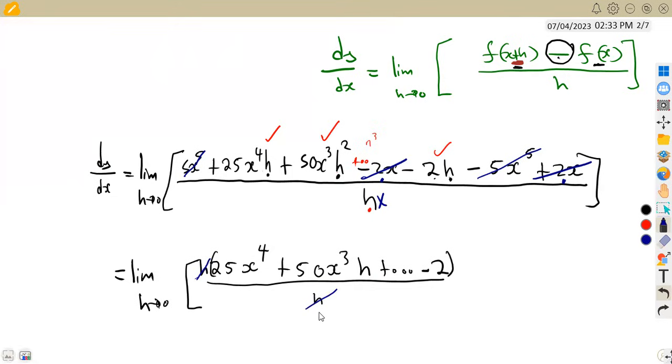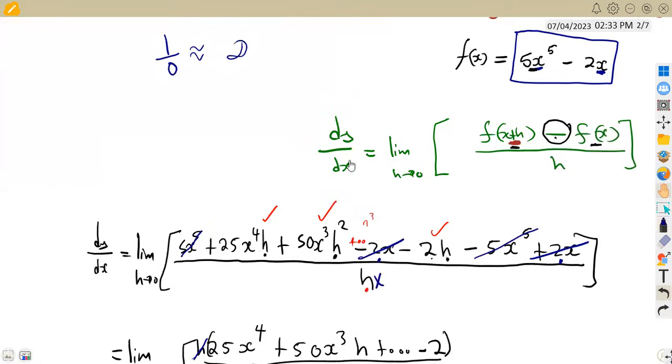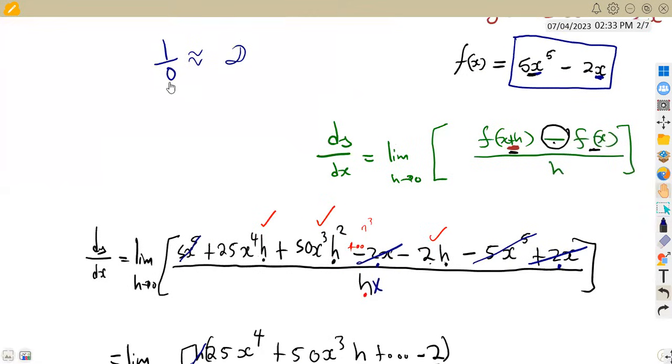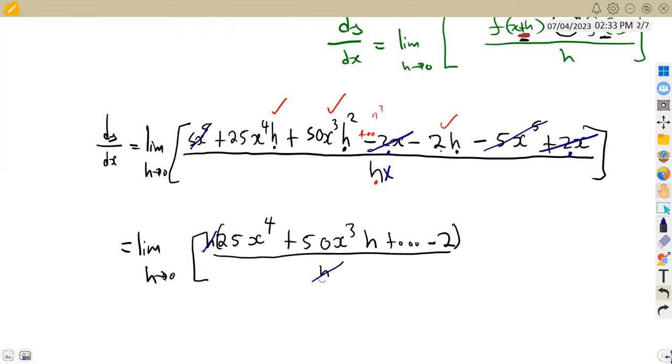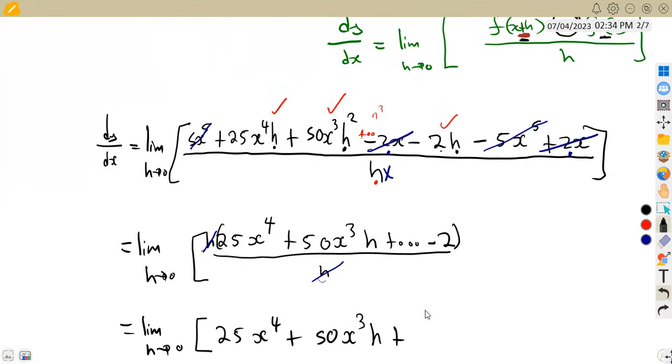That means we no longer have the h in the denominator, which was limiting us from applying the limits. Like I said, the denominator cannot be equal to 0. So now we do not have that h in the denominator, which means we can now apply our limits as h is approaching 0. So this was 25x to the exponent of 4 plus 50x to the exponent of 3 times h plus and so on and so on, minus 2.